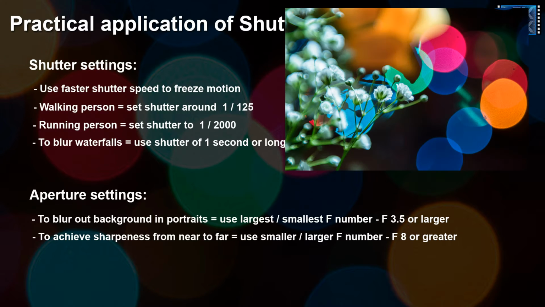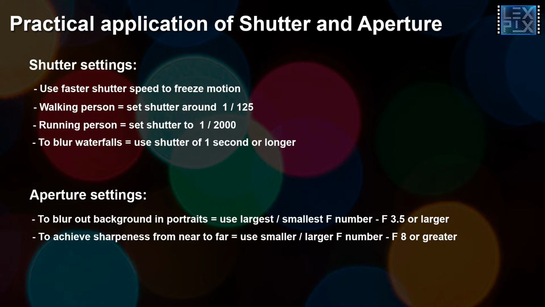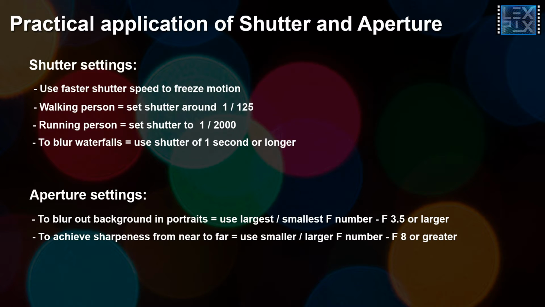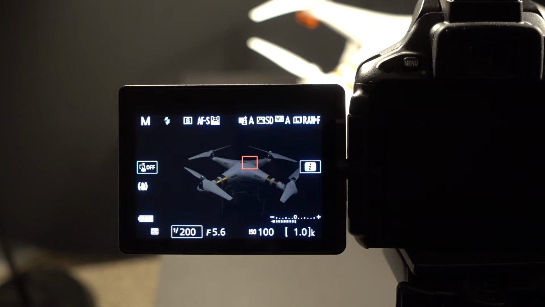Now for aperture, of course, you can blur out the background in portraits. Use a smaller f number, so 3.5 or smaller. And then if you want to achieve sharpness from near to far, which is handy for landscapes, you want to use a larger f number, so f8 or greater. I know it's kind of confusing, but basically the larger the number, the smaller the opening. The smaller the number, the larger the opening. So when they say a fast lens, they mean there's a smaller number, like an f2.8, f1.4, or even 1.2.